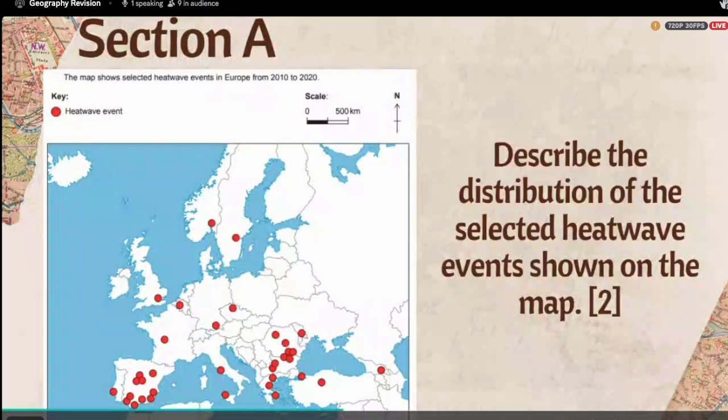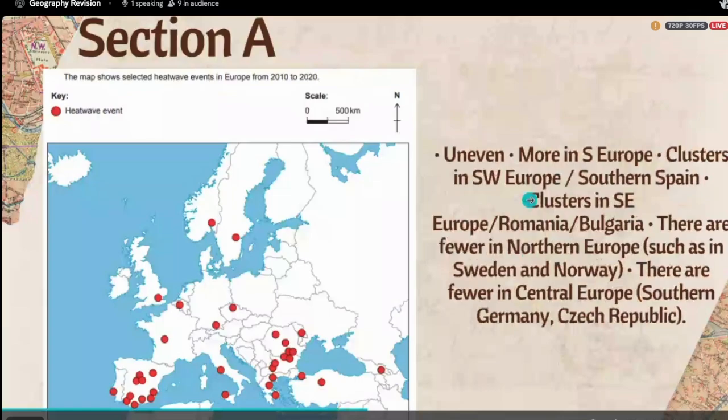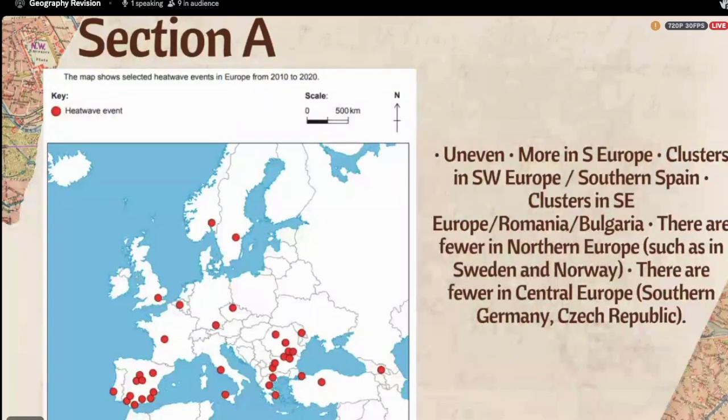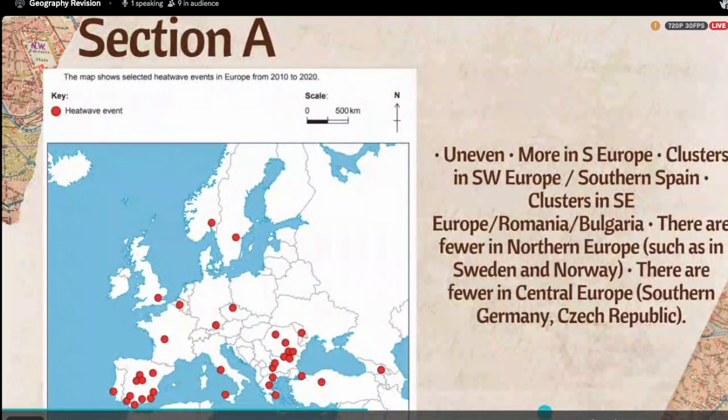You could have said something such as the distribution is uneven, there's more heat wave events in Southern Europe, there's clusters in Southwestern Europe, clusters in Southeastern Europe, Romania, Bulgaria, if you know the specific countries. You can also say there are fewer in Northern Europe, fewer in Central Europe, more in Southern Europe. So those are the kinds of descriptions that you can make. As long as you mention 2, that's where your marks come from, if you mention two describing points instead of 1, if that makes sense.